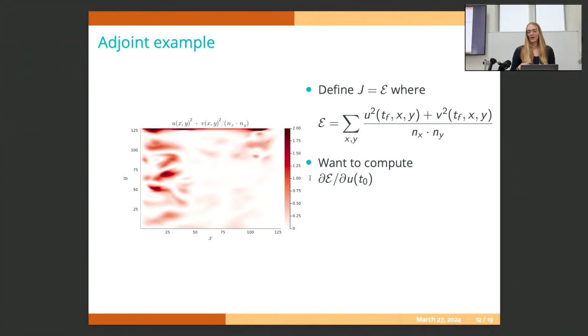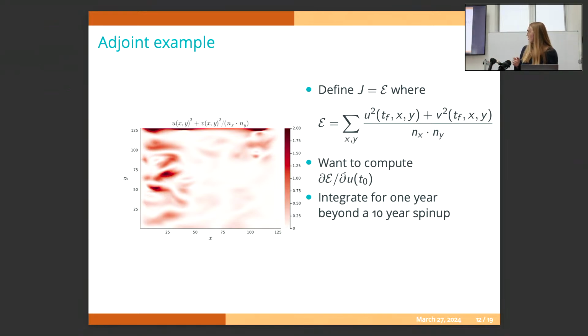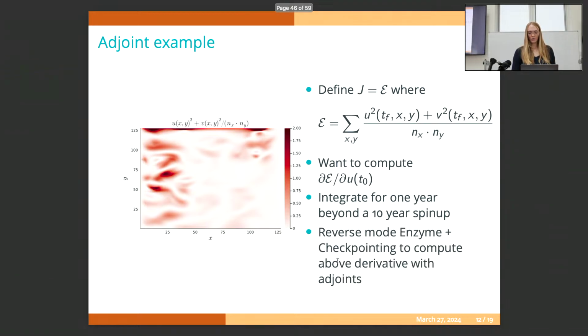So let's pretend that I wanted to understand, so like this is some measure of kinetic energy at the final time step, and let's pretend I want to understand how sensitive this energy is to, say, my initial x velocity, because x actually goes into computing this energy. What I did is I spun my model up for 10 years, and then I used the 10-year spin-up state as my initial condition, and I do a 1-year forward problem and then a 1-year backwards problem after the 10 years to compute the sensitivity. We'll use reverse mode Enzyme and checkpointing to compute this above derivative with checkpoints.